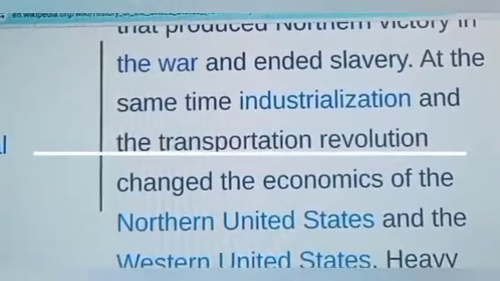At the same time, industrialization and the transportation revolution changed the economics of the Northern United States and the Western United States. Heavy immigration from Western Europe shifted the center of population further to the north. Industrialization went forward in the Northeast from Pennsylvania to New England. A rail network and a telegraph network linked the nation economically, opening up new markets. Immigration brought millions of European workers and farmers to the northern United States.